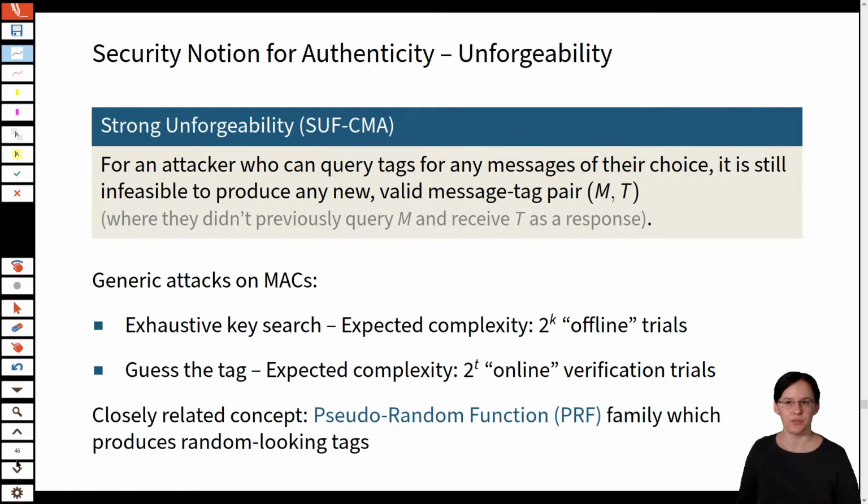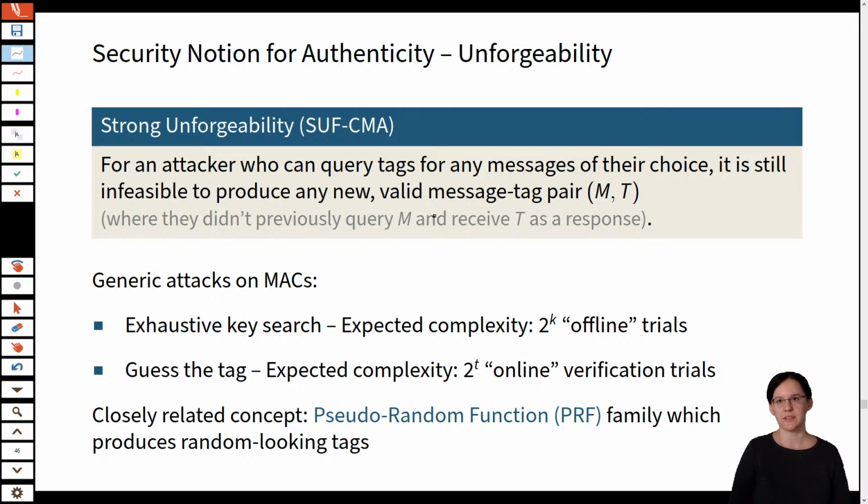What security notions do we have for this type of scheme? The main security notion is called SUF-CMA, or in long, strong unforgeability under chosen message attacks. So SUF is for strong unforgeability and CMA is for chosen message attacks. What does this translate to in plain sentences? It means that if an attacker can query any tags for messages of their choice, it should still be infeasible for them to produce any new and valid combinations of a message and a tag.